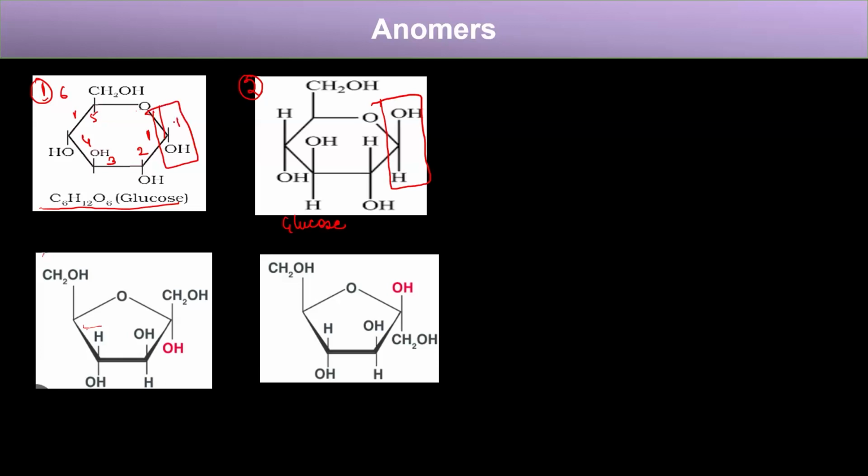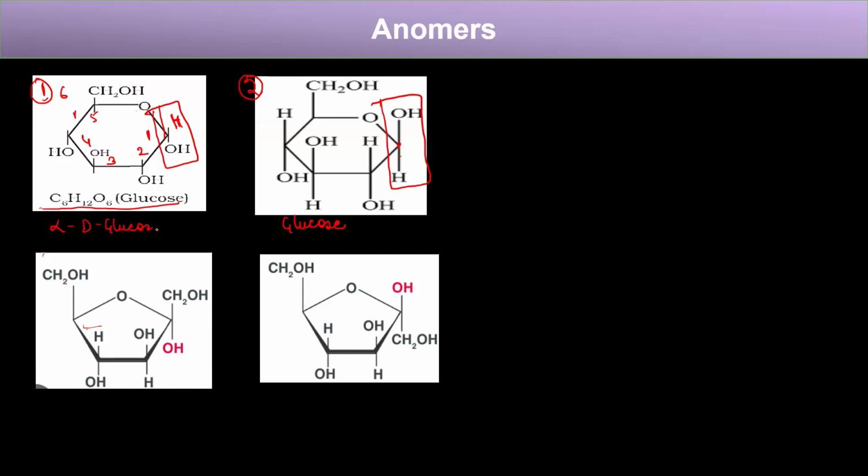The difference is here, and in this case, here. This is your H. So what kind of difference are we seeing? In one case, the OH is located downward, and in the second case, it is arranged upward. Right? Then what is the name of these two structures? Both of these are glucose, but their naming is different. In the first case, where the OH is below, this is known as alpha glucose. Okay.